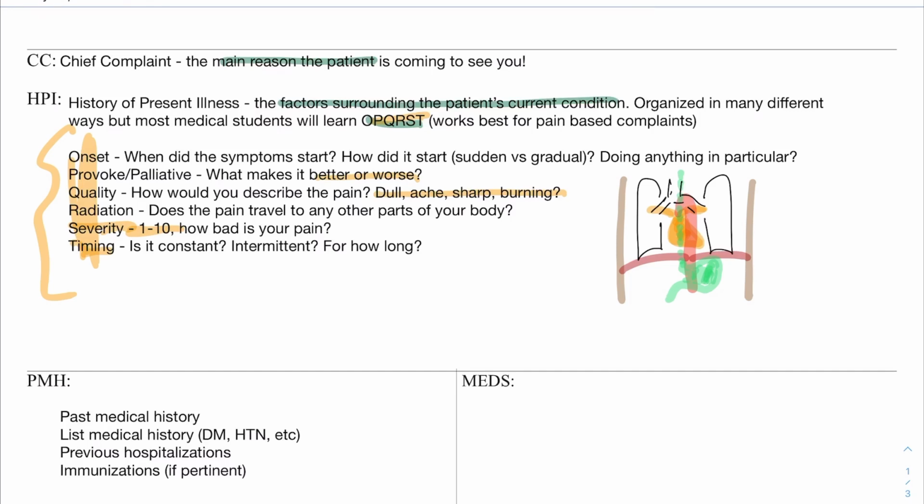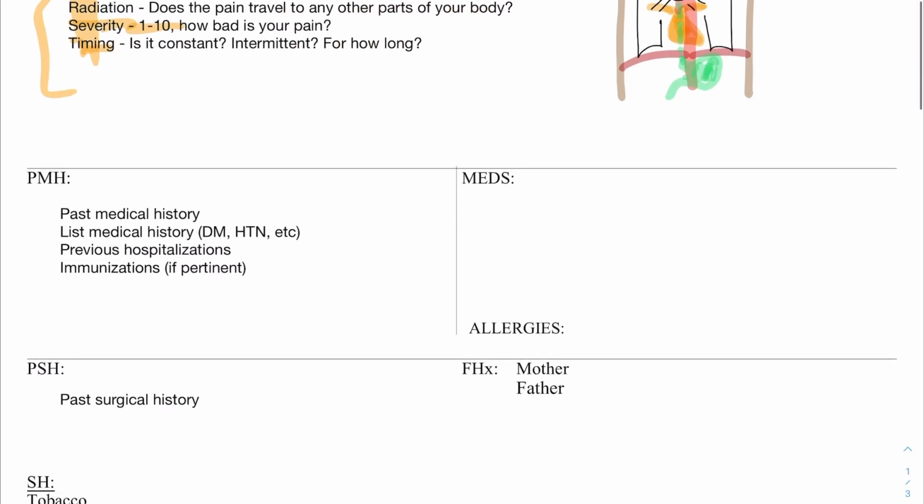Now, I spent a lot of time on the HPI because I feel that it is very important, but let's move on. Now, the past medical history is what it sounds like. It's your past medical history. What chronic diseases do you have? Do you have hypertension? Do you have diabetes? Do you have osteoporosis? Whatever it is that goes there. In addition to that, you also have your previous hospitalizations. So that's important if somebody has asthma and they are coming in because it looks like they're having an asthma exacerbation. And it can help you guide, should that patient be admitted, for how long can we expect them to be in the hospital, all that stuff.